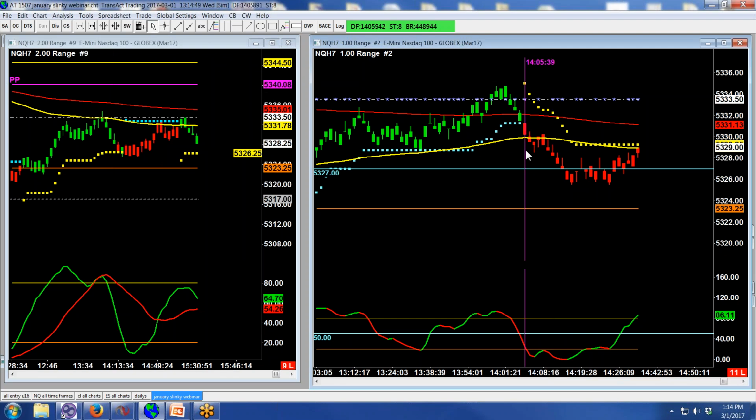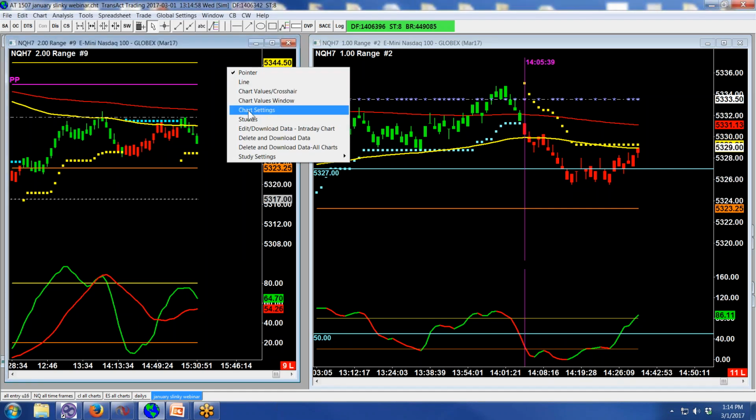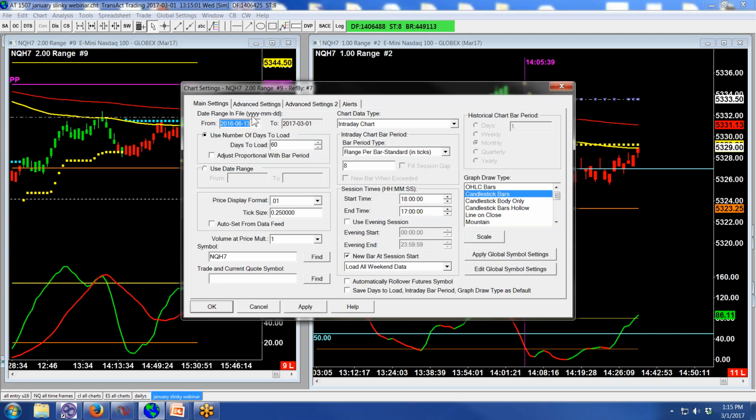So here's a short setup. Let me just fix this one chart. So this will be copying lines that I draw on that 1 range. So what chart number is that? Number 2.